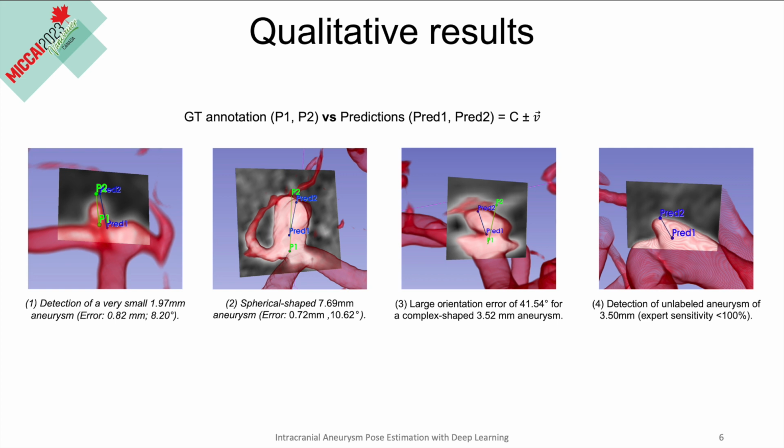The reformatted cut planes were automatically generated by our method, which align and orient around the aneurysm orientation. In Figure 1, our method detects a very small aneurysm with low localization and orientation errors. Figure 2 demonstrates the detection of a spherical shaped aneurysm, while Figure 3 showcases our method's ability to handle a more complex shaped aneurysm, even though the large orientation error of 41.54 degrees is primarily attributed to the ground truth annotation uncertainty on such complex shape. In Figure 4, we illustrate our method's capacity to detect an unlabeled aneurysm.